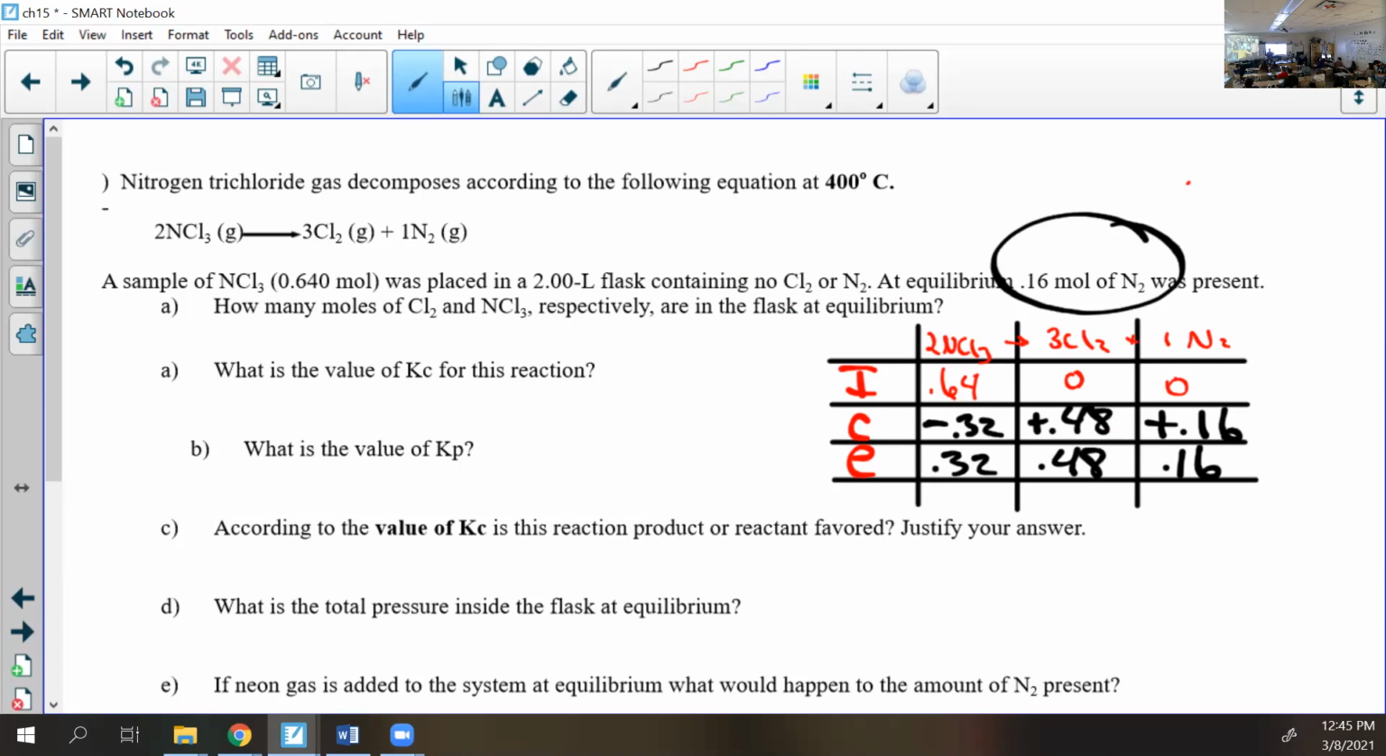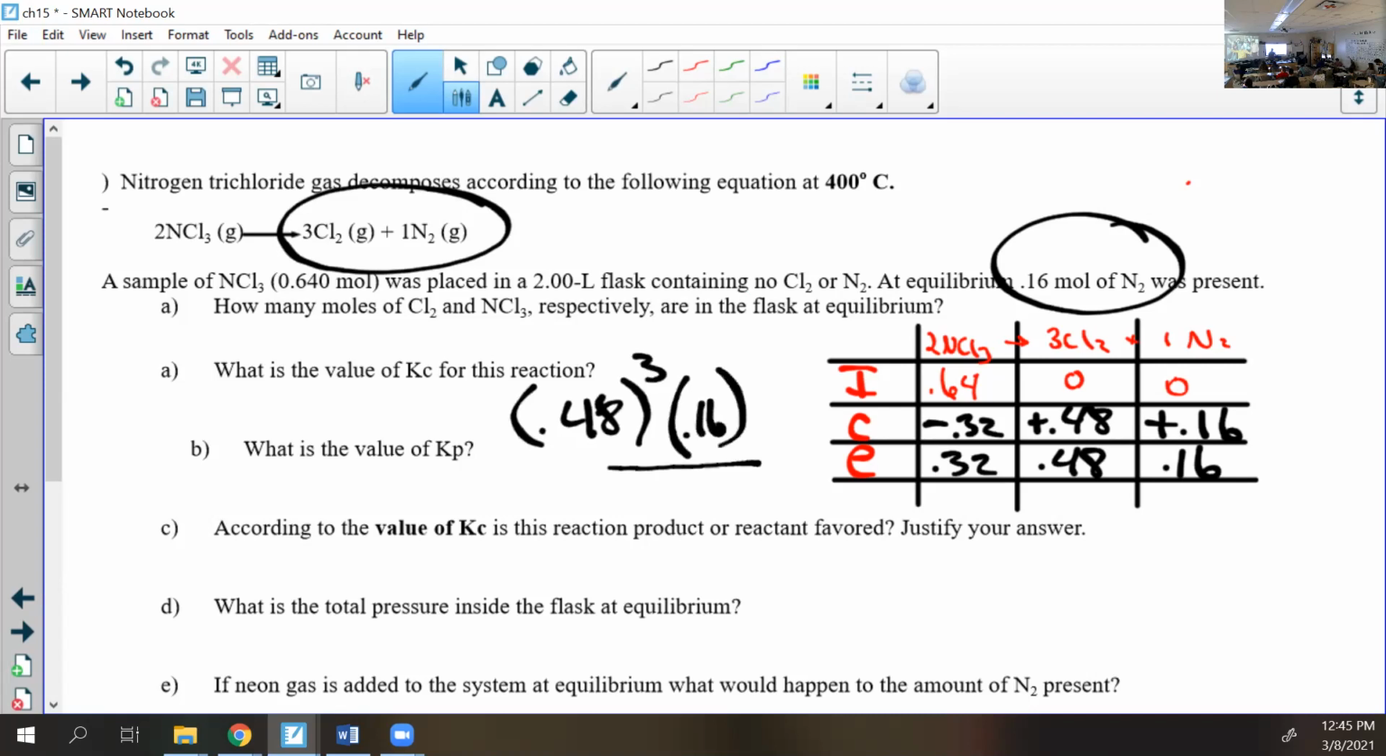Okay, the value of Kc, you would plug the values in. It would be these two divided by that one. So Cl2 is 0.48 cubed, all right, times N2 is 0.16. And I divide that by 0.32 squared. Is everyone okay with that? Yes. All right, I type that into my calculator and it tells me it is what? 0.1728 or 0.173. All right, who had that part right? Raise your hands. Okay, well, I thought it'd be better.